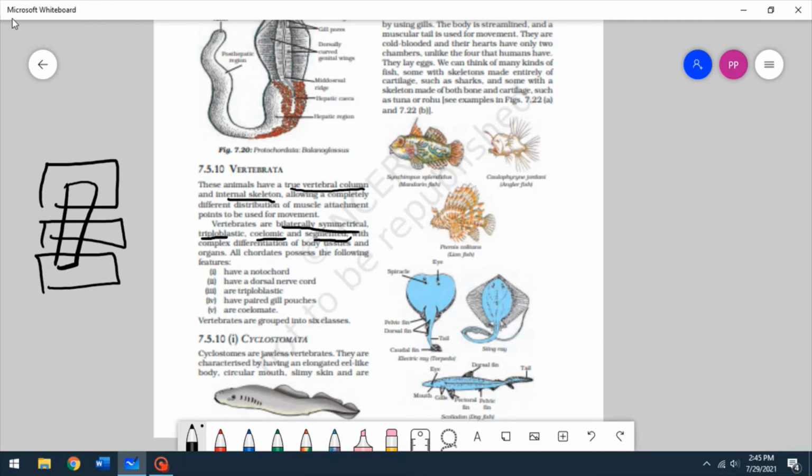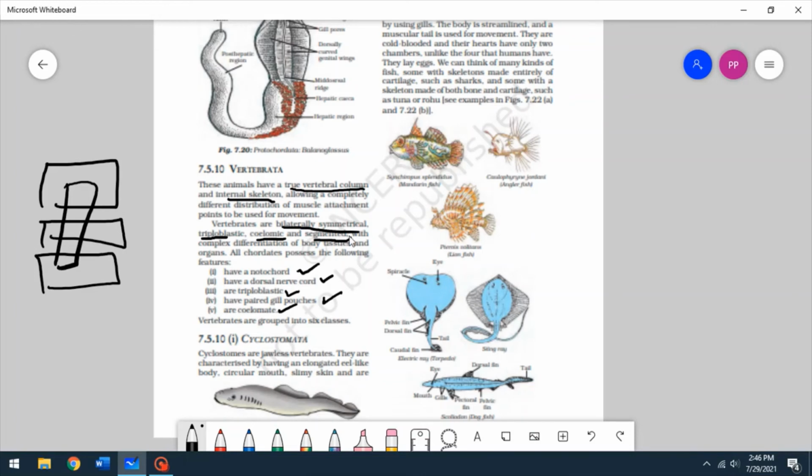And all chordates possess the following features. We have a notochord, we have a dorsal nerve cord, we are triploblastic, we have paired gill pouches, and gill pouches can mean the gills that are seen in fish, they can mean the lungs that are seen in animals, and we are all coelomate. We all have true body cavities, alright.